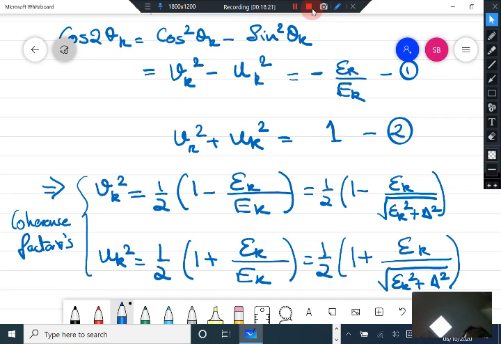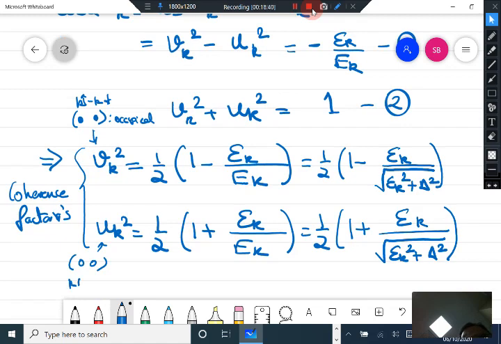Now we get an expression for the probability of occupancy of these states, where vk square is the probability that the k and minus k state is occupied, and uk square is the probability that the k up minus k down state is empty. Now we get an expression for both these states. In the next lecture we will look at a plot of this and we will see how it behaves.